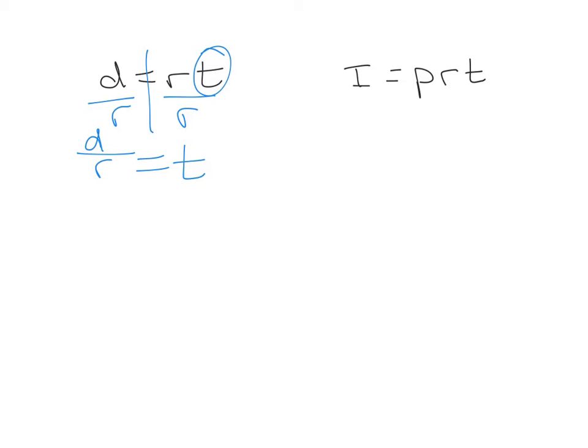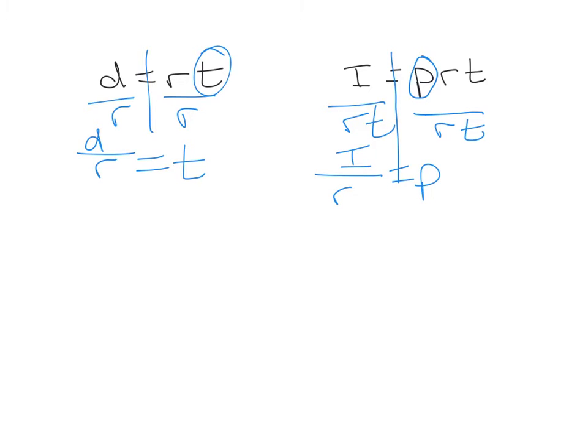In my I equals PRT equation, I want to solve for p this time. To get p by itself, I note that it's all multiplication, so I have to divide by RT on both sides. So p equals I over RT.